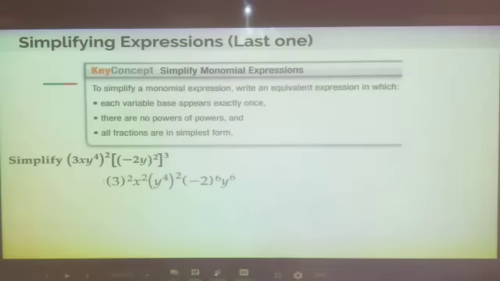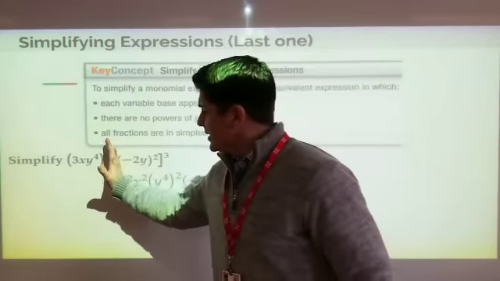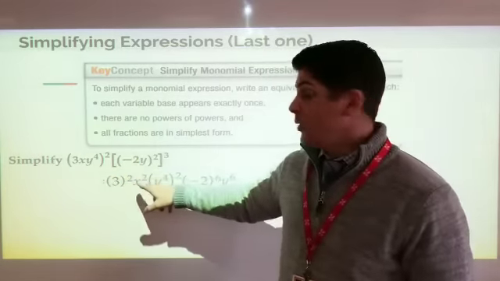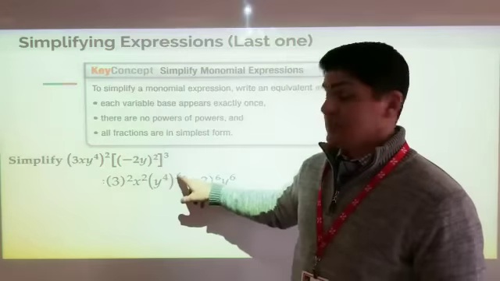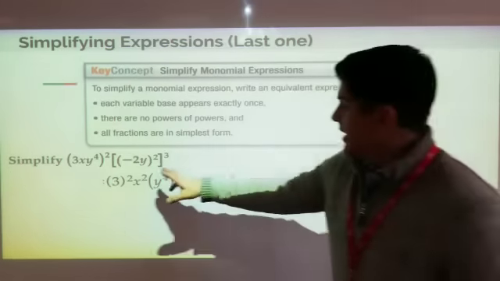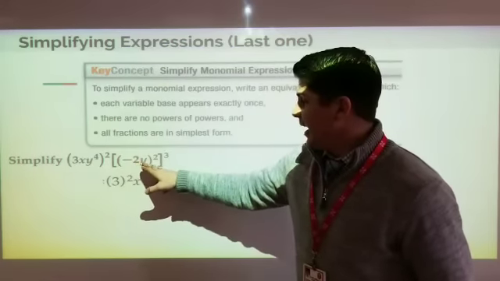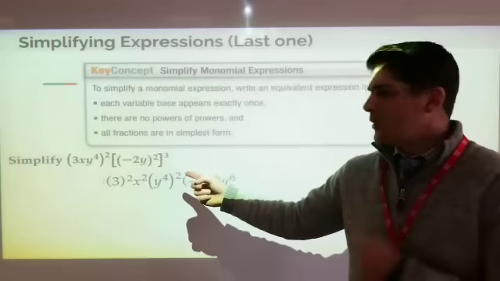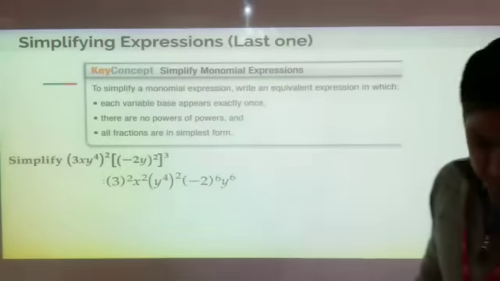So here's the first step. Raise everything to the left here to the second power. So that's 3 squared, x squared, y to the, it's going to be to the 8th pretty soon. And then we have negative 2 and y both being raised to the 6th because we just multiplied those power to another power.